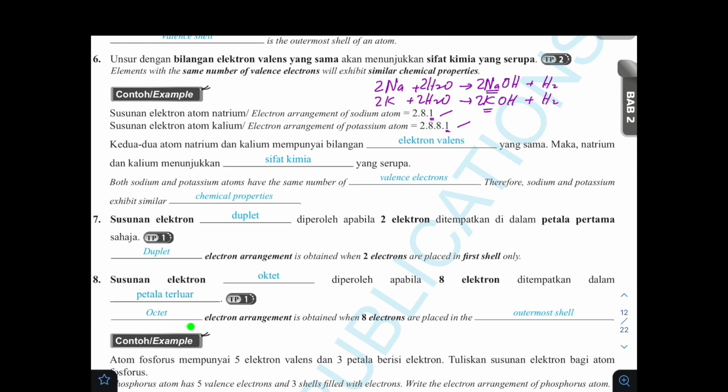Right. Octet electron arrangement is obtained when 8 electrons are placed in the outermost shell.